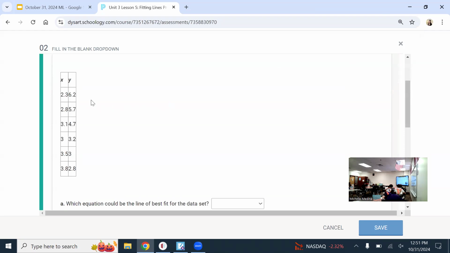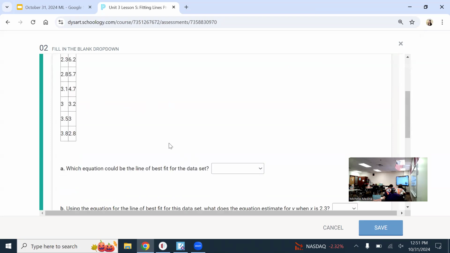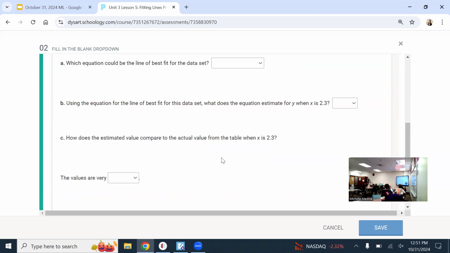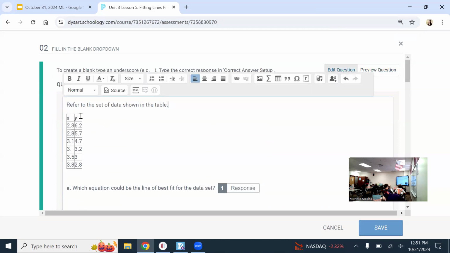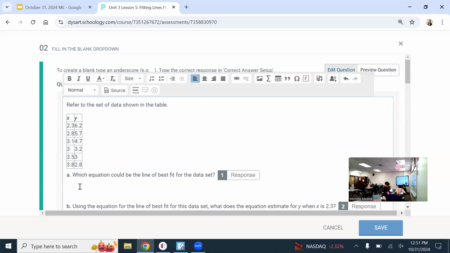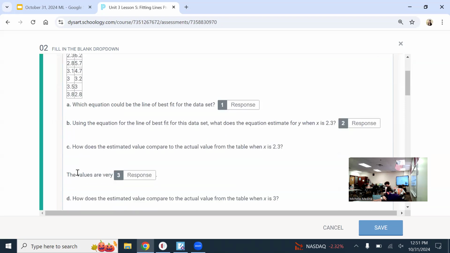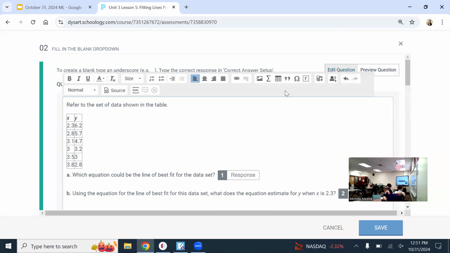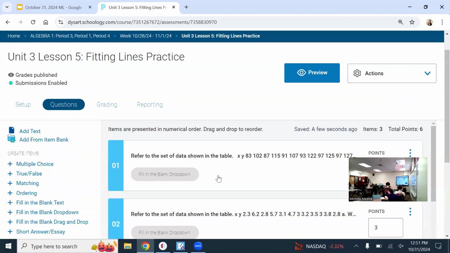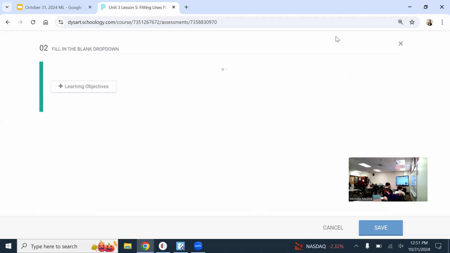And we have a set of data. It says which equation could be the line of best fit for the data set, and then other questions too. So notice they didn't give me a scatter plot. I don't like how this is spaced out, so I'm going to eliminate some of these spaces. If they gave me a scatter plot, then I might try it by hand. But since they gave me a table of values, I'm just going to go straight into plugging it into Desmos. So you will learn what methods work best in certain situations.